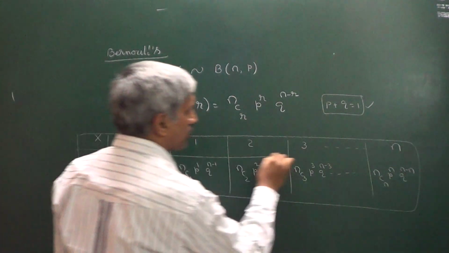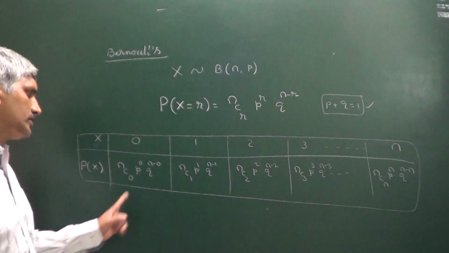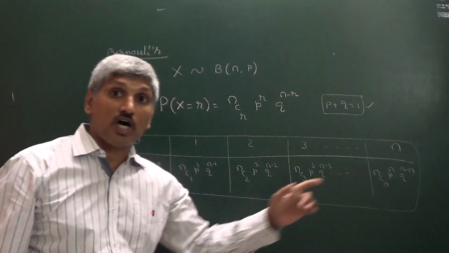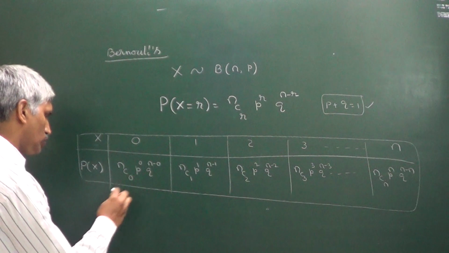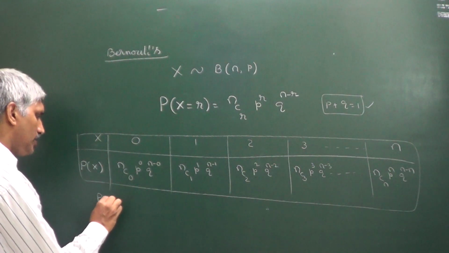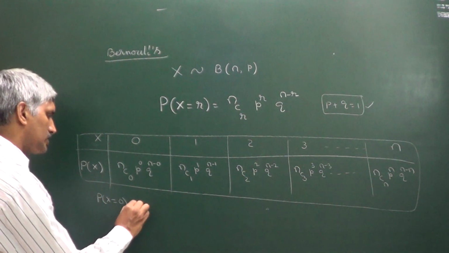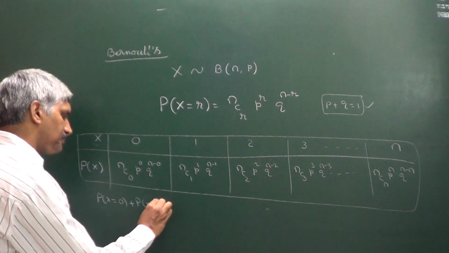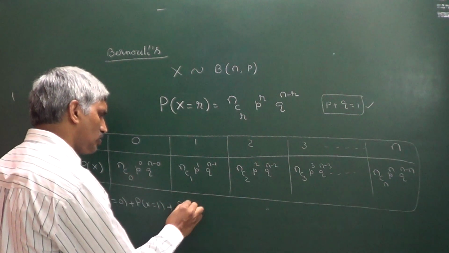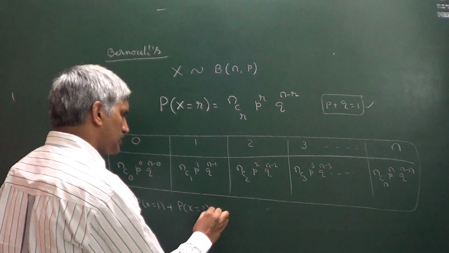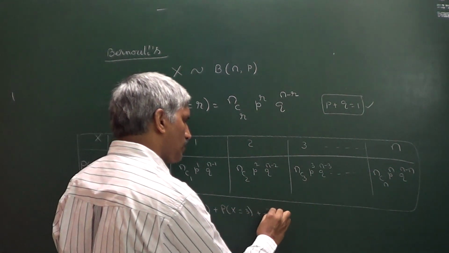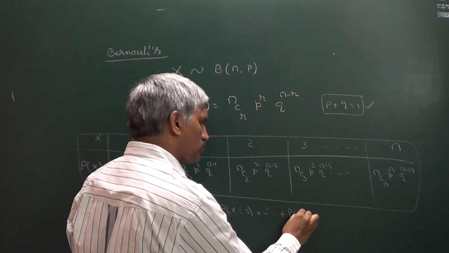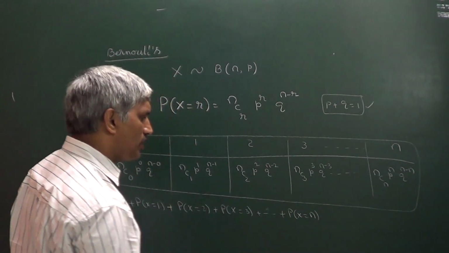Now here you can also observe that the total sum of the probabilities is always equal to 1. How? Just check this total sum. That means I am asking P of X equals 0 plus P of X equals 1 plus P of X equals 2 plus P of X equals 3 plus and so on plus P of X equals N. The sum of the probabilities we have to get is 1.